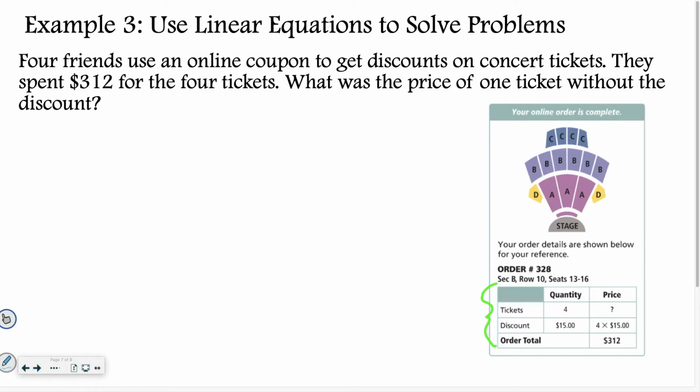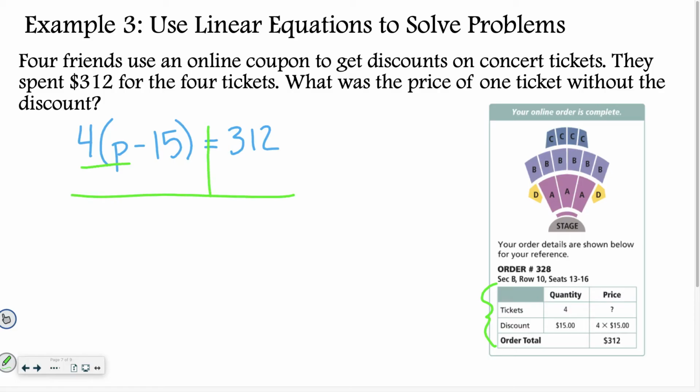So we want to figure out, how do we set up an equation for this? Well, there were 4 tickets bought, right? And we want to solve to figure out what the price of the ticket was before they had the $15 ticket discount. So what the friends actually paid was the original price minus 15, and their total was $312. So I have the 4 friends buy 4 tickets with $15 off each ticket, and their total is $312.